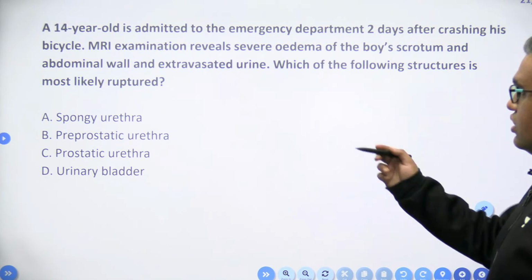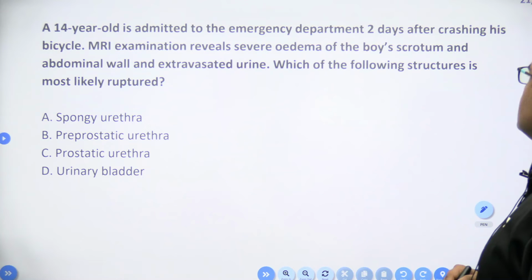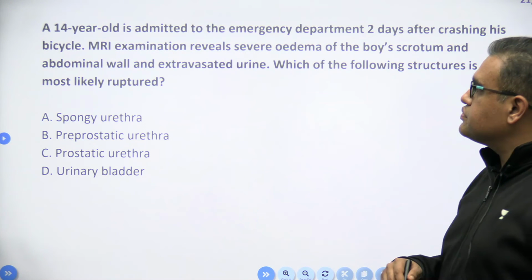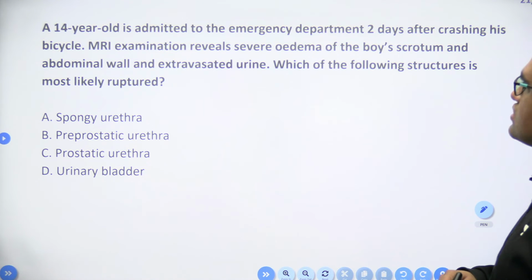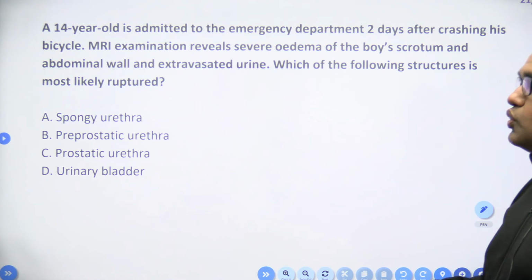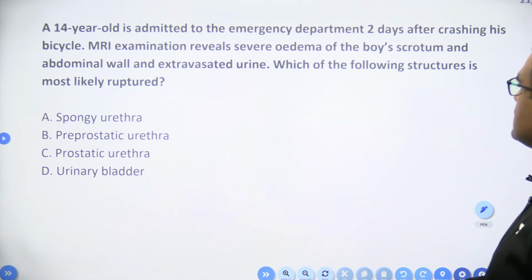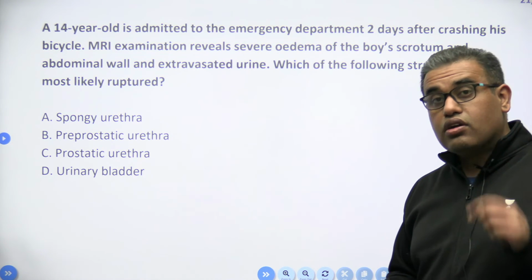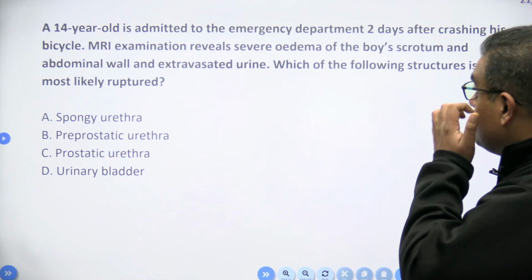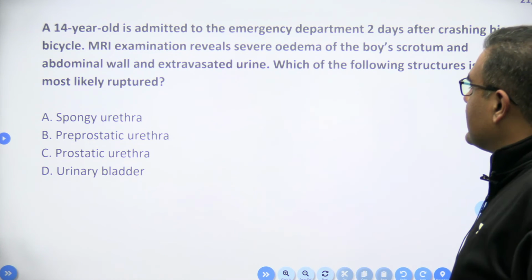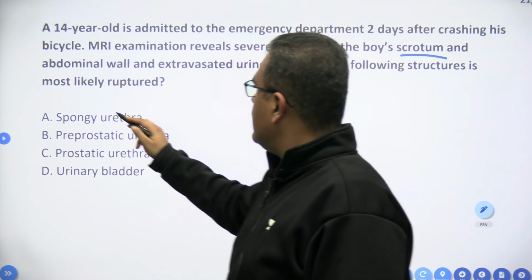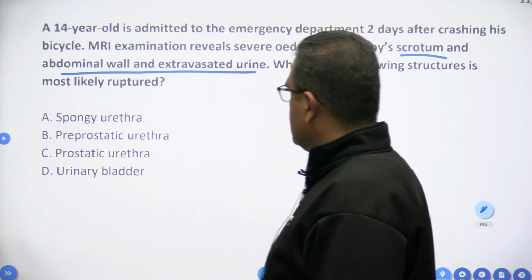Right? Okay, one more. A 14-year-old admitted to the emergency 2 days after crashing his bicycle. MRI reveals severe edema of the boy's scrotum and abdominal wall and extravasated urine. Which structure is most likely ruptured? Okay, so you can look at the position. It's a 14-year-old boy with a cycle accident, scrotum and abdominal wall, and with extravasated urine.